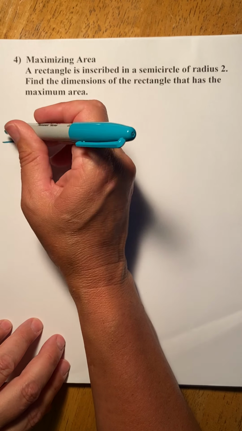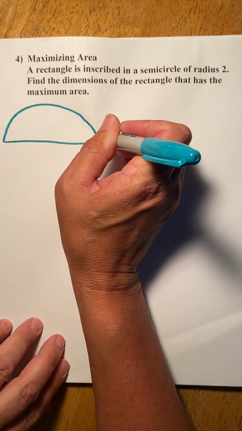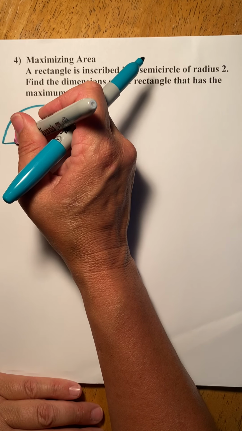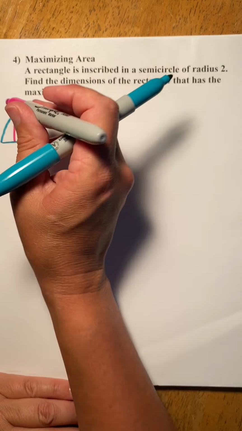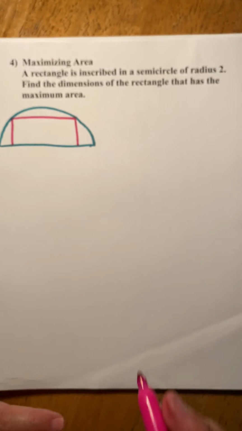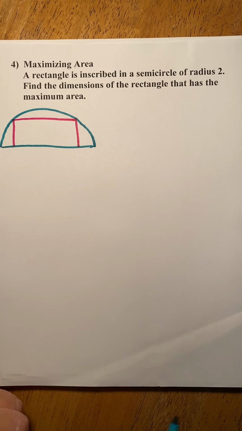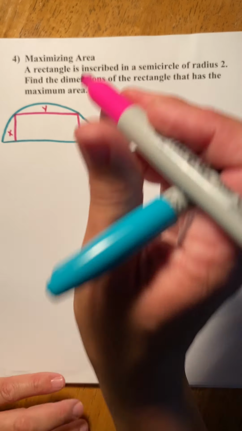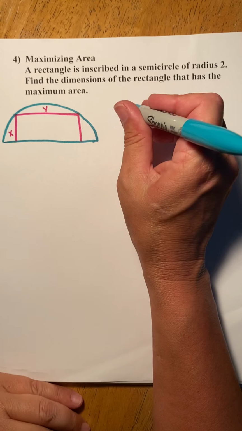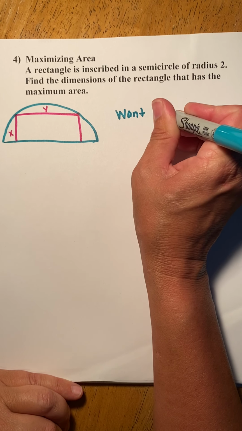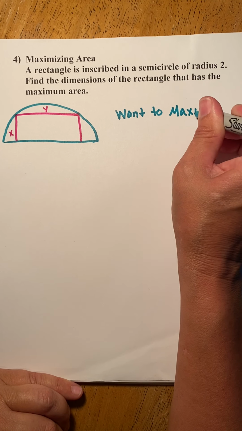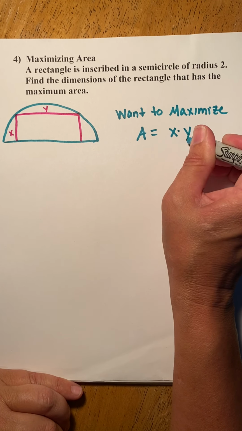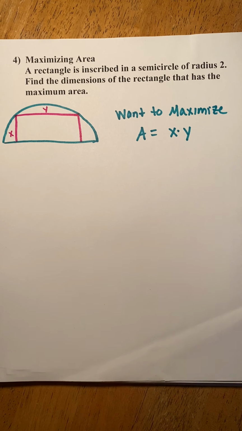So again, good time to draw a picture and see what's going on here. I'll show you the setup for this problem. If we have a rectangle in here, I'm just drawing it here for kicks. So here's my rectangle, and the rectangle has dimensions x times y, and we want to maximize the area x times y. Well, here we have a function that we want to maximize, the area.